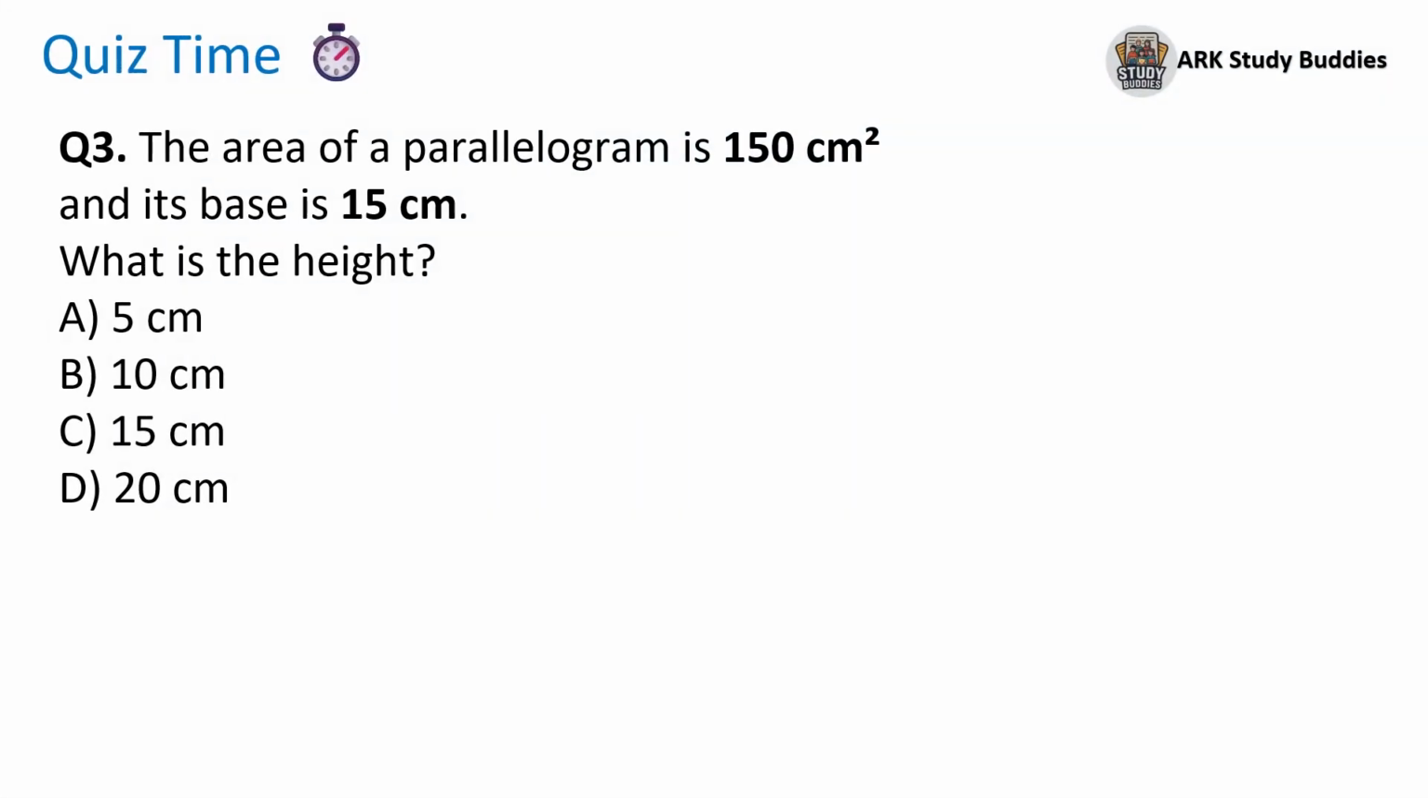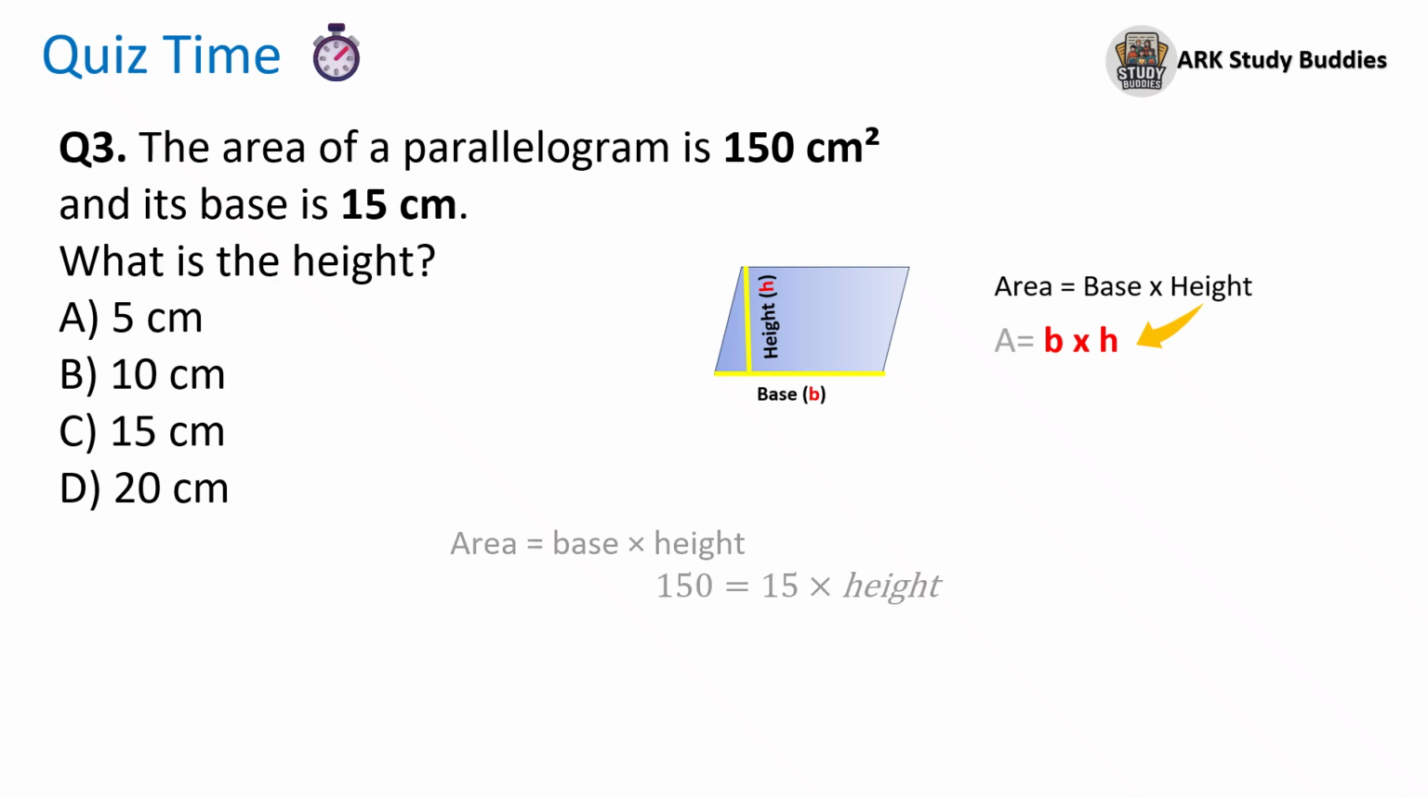Let's solve one more question. The area of a parallelogram is 150 centimeter square and its base is 15 centimeter. Then what is the height? So we learned the area of a parallelogram is A equal to B into H. So I apply this. Area is equal to base into height. That means 150 is equal to 15 into height. So height is equal to 150 by 15, that is equal to 10 centimeter. So answer is 10 centimeter.